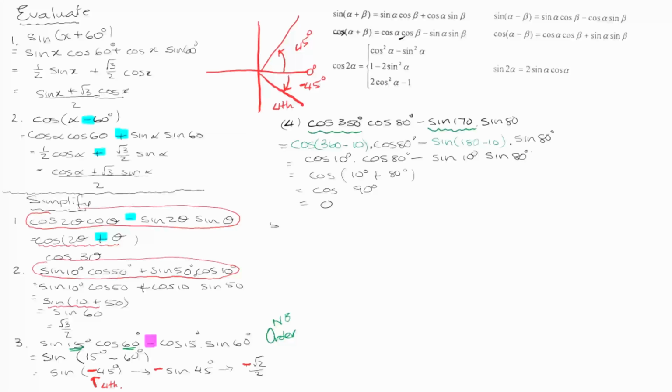Number 5 I'm going to squeeze right across because it is quite wide. So that's going to be sine of negative 15, cos of 420, minus cos of negative 165, and cos of negative 690.